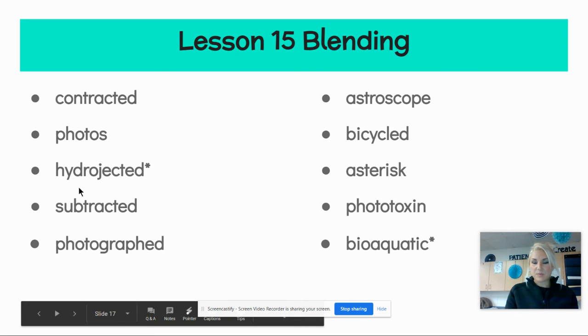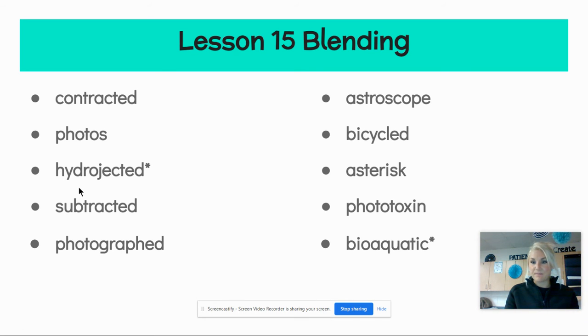I'm going to pick out some roots within the words, and at home, I want you to say the meaning of that root. So, tract. What's the meaning of tract? If you said to pull or draw together, you're correct. Photo. What does photo mean, friends? If you said light, woohoo, you're correct. Our next root, we have hydro. What does hydro mean? If you said water, you're correct.